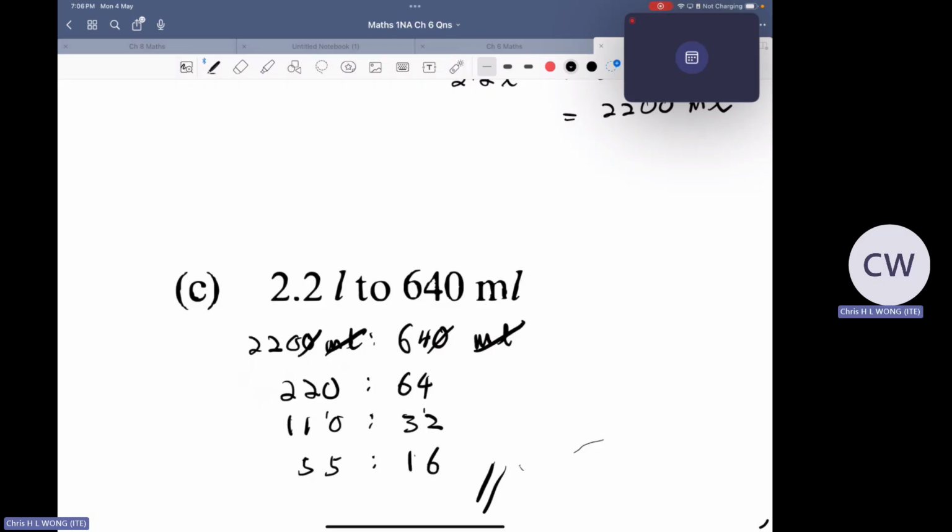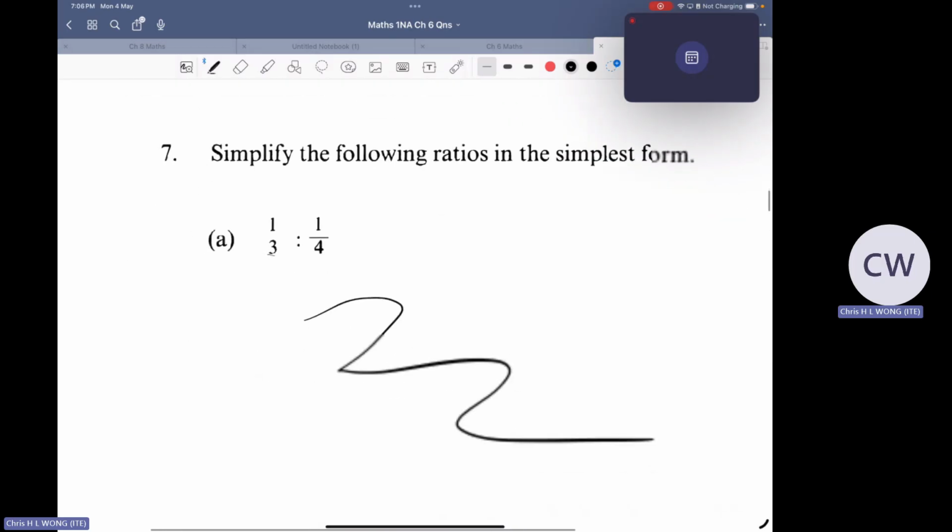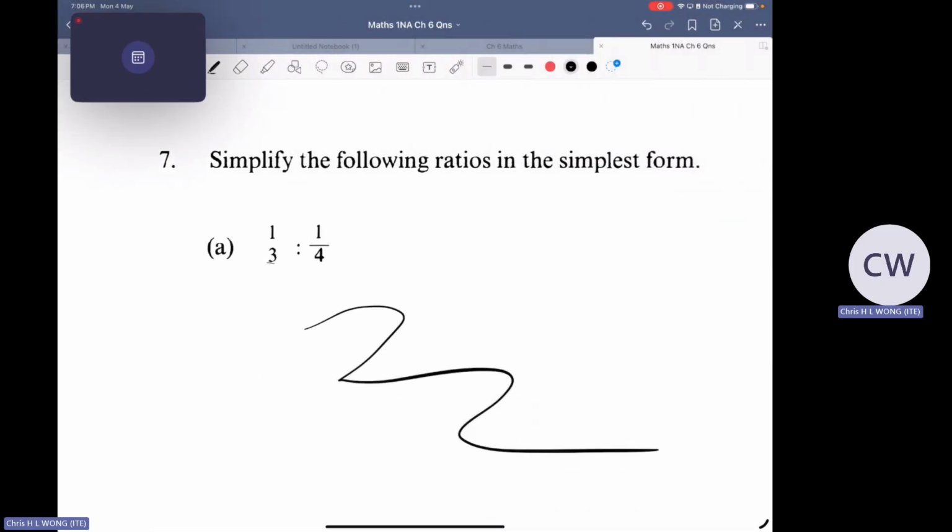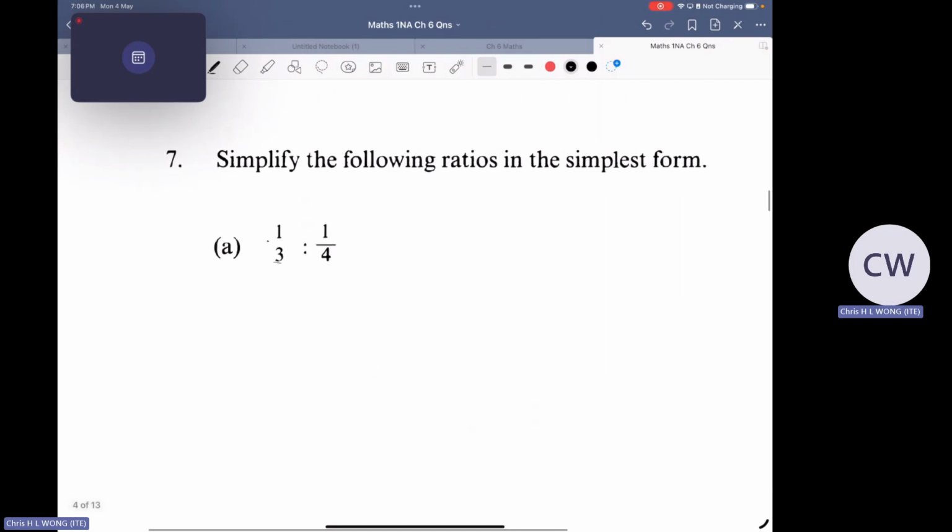Okay, move on. Let's start with this. Clear page. Now, you're supposed to simplify the following ratio. 1/3 is to 1/4. Simplify this. If I want to make apple juice, I have to put 1/3 of water with 1/4 of concentrated apple juice. You also cannot do that, right? You must change it to a very simple number so that you can work it out.